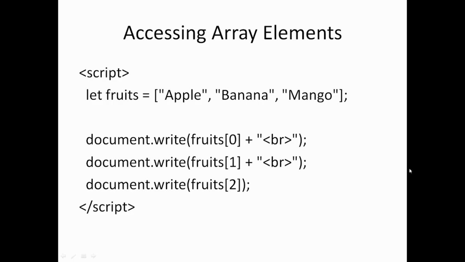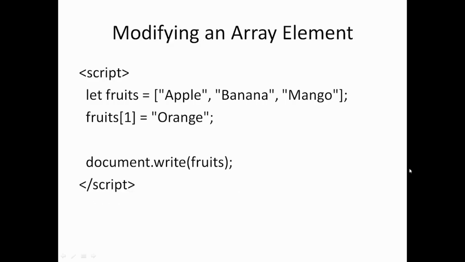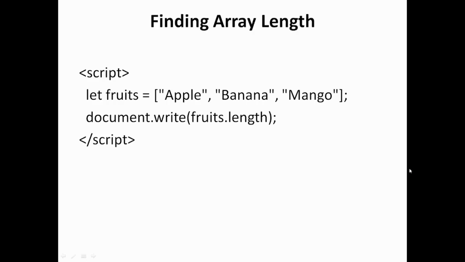Like other languages, we can access the values of array elements by using the index. In this example, by using the index values fruits[0], fruits[1], and fruits[2], we are printing the values of the fruits: apple, banana, and mango. As in other languages, by using the index itself we can modify or update the value of an array. To find the length of an array, we can just call the length property. So in this example, we call fruits.length, where fruits is an array.